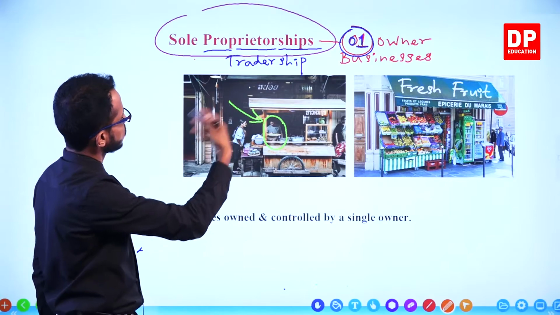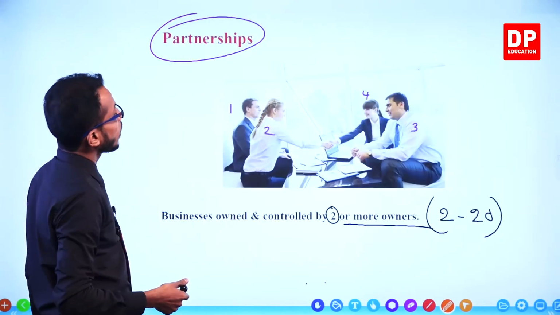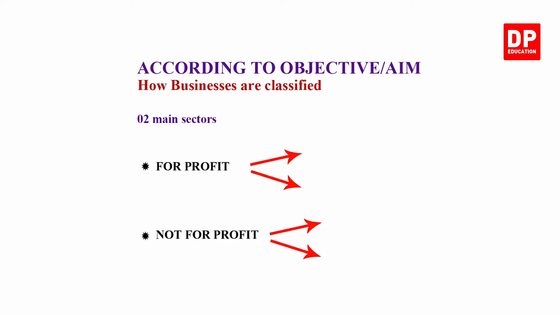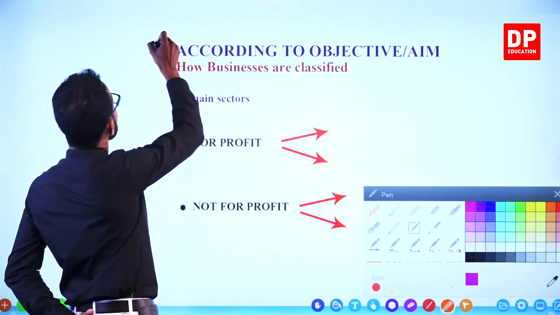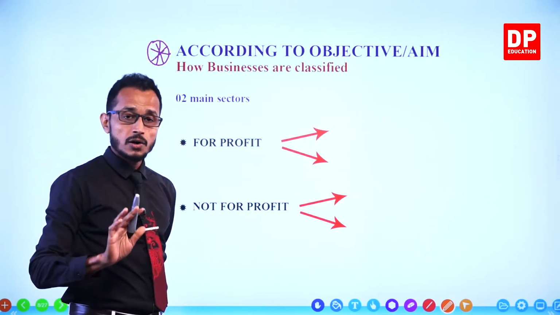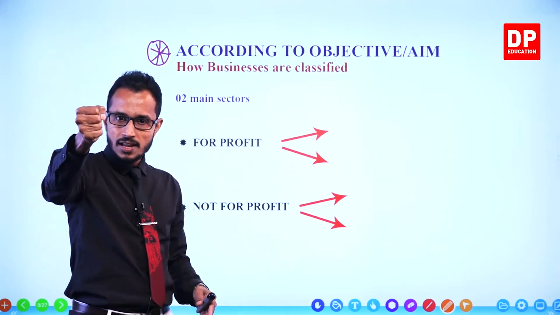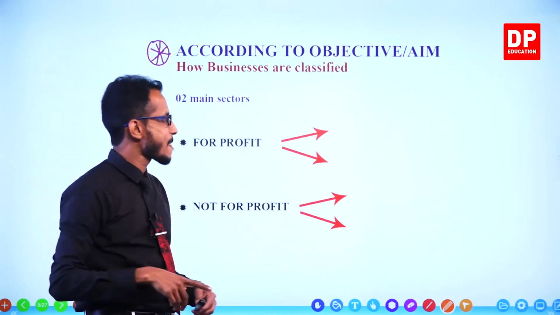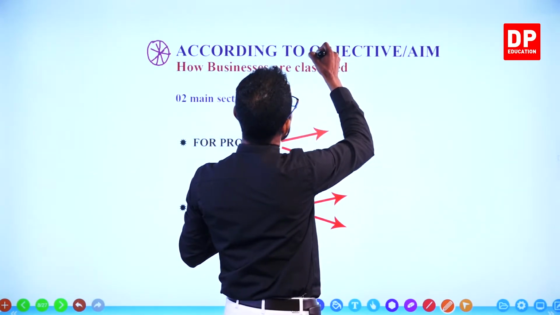We get the sole proprietorship businesses, which was previously shown. And next we get the partnership businesses, the picture. This was also shown. And the next part is this. We are going to divide again businesses in the world by considering another classification factor or criteria. We are going to divide according to objective. According to objective. Aim.